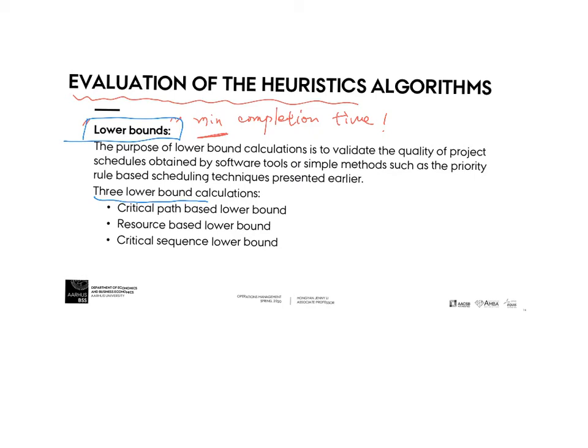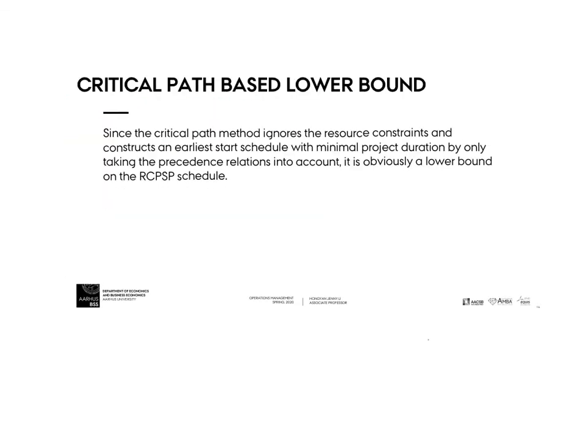Given the time and the course focus, I actually only mentioned the first two: the critical path-based lower bound and the resource-based lower bound. The critical sequence lower bound is not mentioned here, but it's also not difficult to do. If you're interested, you can check the literature. So let's see the critical path-based lower bound.